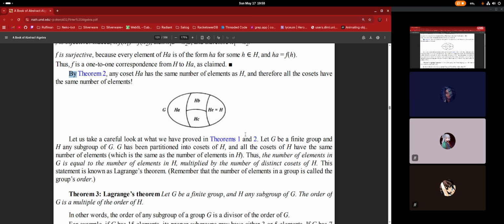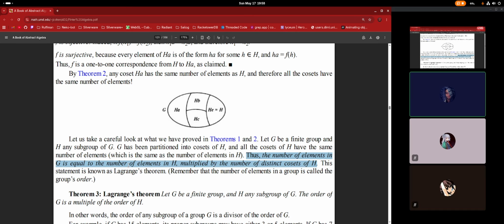So what have we seen so far? Let's take a look carefully. Let G be a finite group and H any subgroup of G. G has been partitioned into cosets of H, and all the cosets of H have the same number of elements, which is the same as the number of elements in H. So far so good. Thus, the number of elements in G is equal to the number of elements in H multiplied by the number of distinct cosets of H. This is the beginning of something special, right? Because now we can talk about the number of elements of the bigger guy in terms of the number of members of the smaller guy.